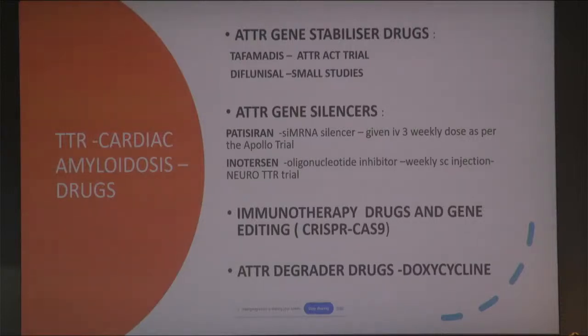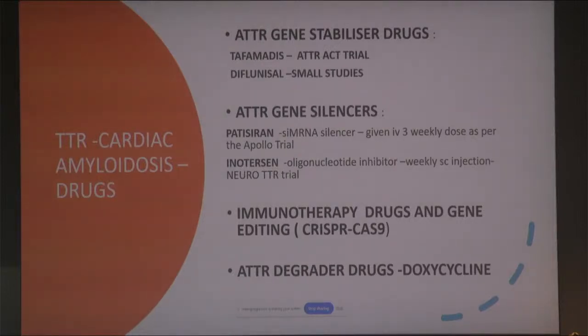What about basic TTR amyloid, which is a common garden disease which we see? The important drugs which have come are the ATTR gene stabilizing drugs. So tafamidis is one drug which has now come into the Indian market by Pfizer, and that is actually very promising, and the trials have given good results. And now of course we have very small studies in India, we are just trying out.